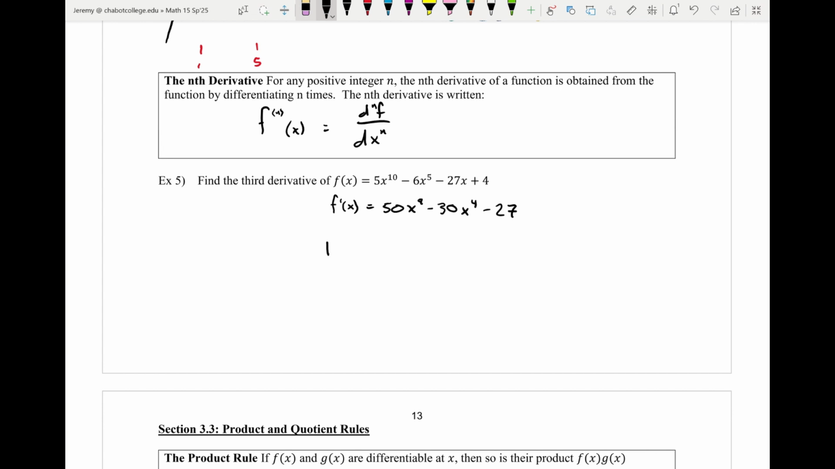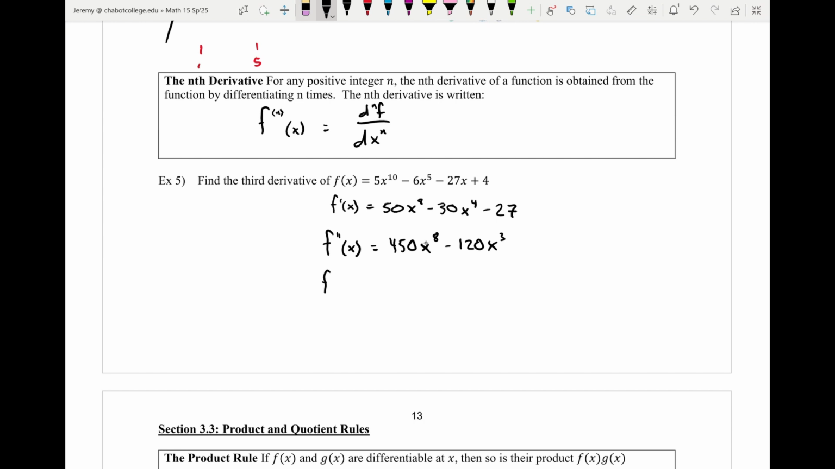Now let's find the second derivative. I'm going to denote this with f double prime. All right, and we're just going to differentiate again. The hardest thing about this is multiplying 9 times 50. So we'll get 450x to the, now we're on to the 8th power, minus 30 times 4, I think 120, x to the 3rd. And the negative 27 drops off because that's a constant.